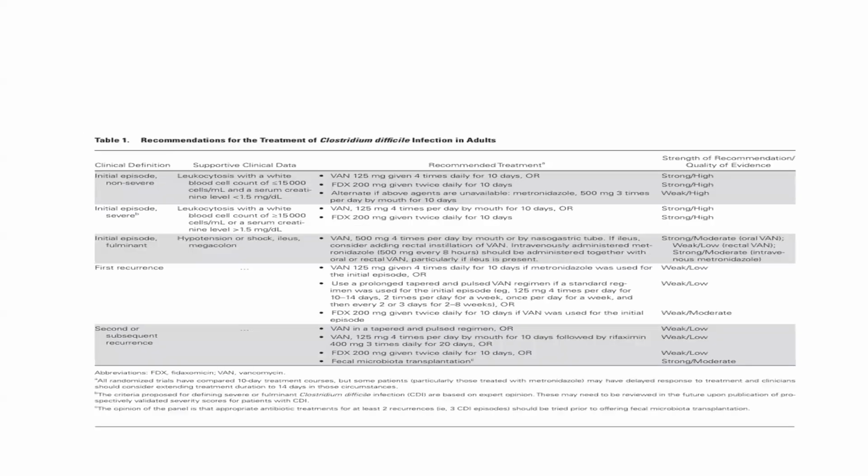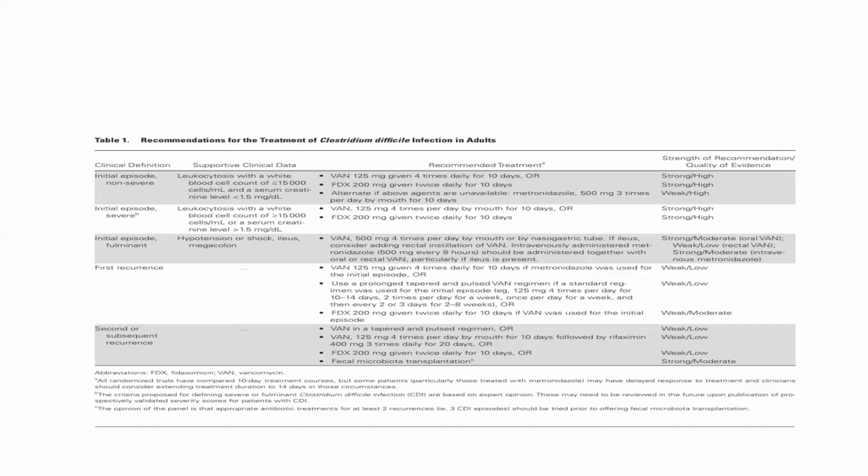Now, these are the recommendations for treatment of C. diff infection in adults. It is basically divided into the initial episode, which is non-severe or severe, then fulminant infection, first recurrence, and second or subsequent recurrence.